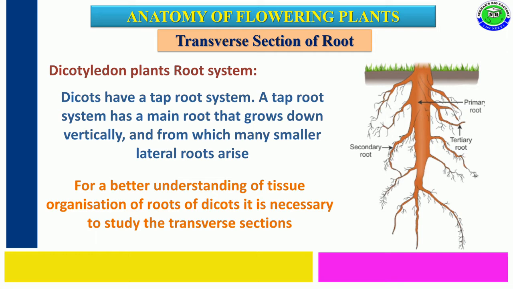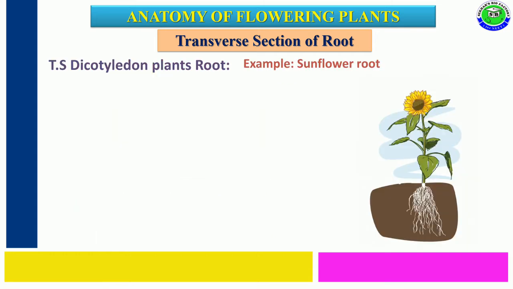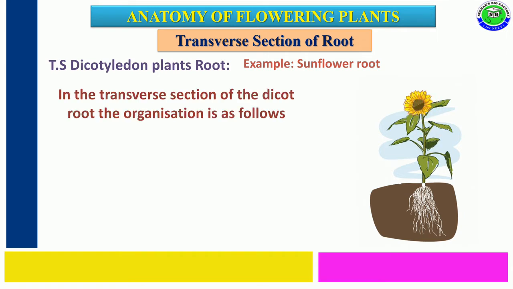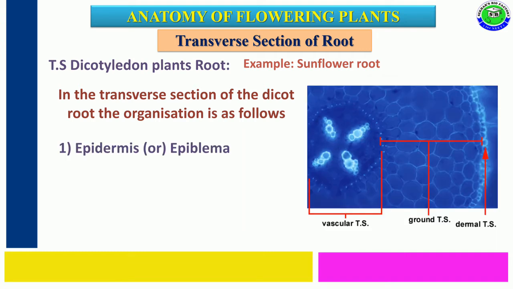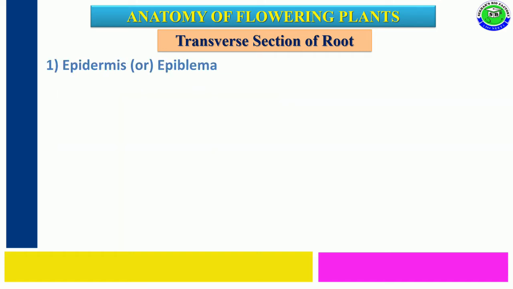To understand the tissue organization in dicot root, it is necessary to take its transverse section. Taking sunflower as an example, in the transverse section of dicot root, the organization is as follows. The first part is the epidermis, the second part is the cortex, and the third part is the stele. The epidermis is also called epiblema.